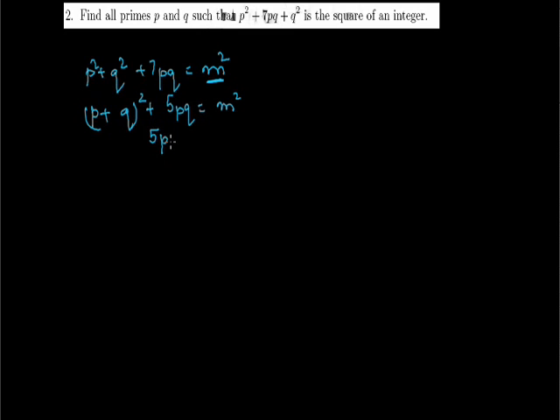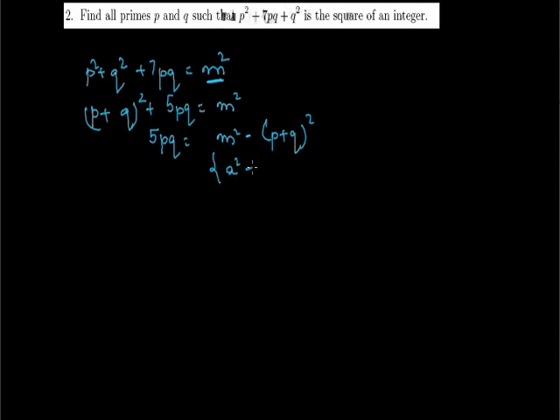Question number 2. Find all the primes P and Q such that P square plus 7PQ plus Q square is a square of an integer. That is, it is given P square plus Q square plus 7PQ. It is written that it is a square of an integer. Let that integer be m, and I have denoted it as m square. Now rearranging it, I can write it as (p plus q) whole square plus 5pq is equal to m square, or I can write it as 5pq is equal to m square minus (p plus q) whole square.